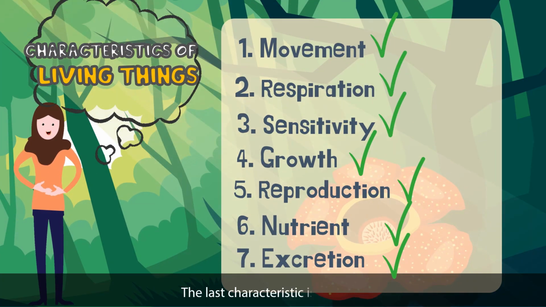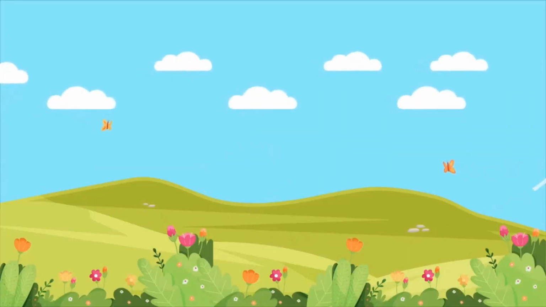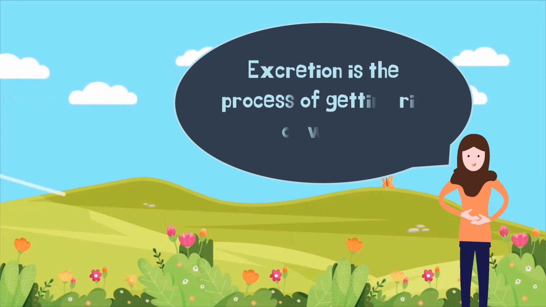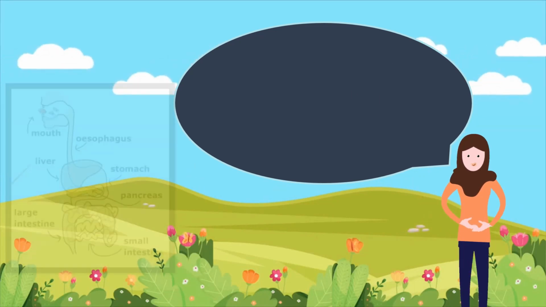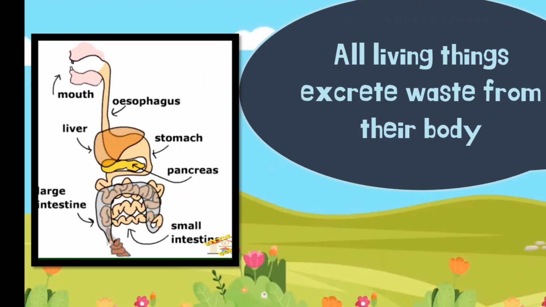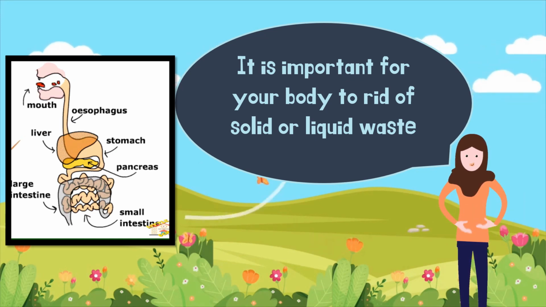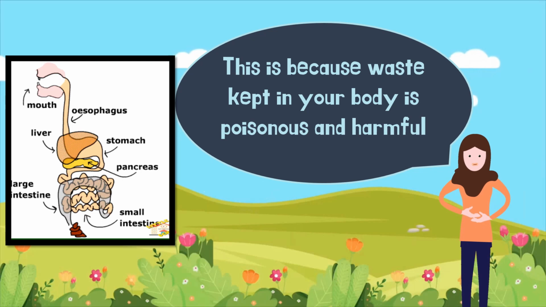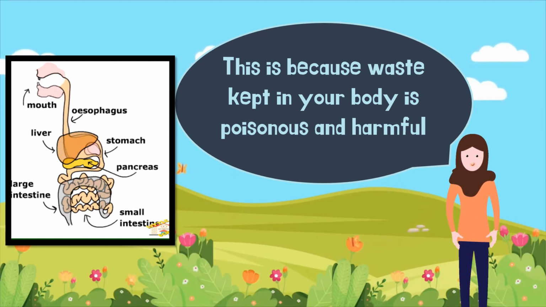The last characteristic is excretion. Excretion is the process of getting rid of waste. All living things excrete waste from their body. It is important for your body to rid of solid or liquid waste. This is because waste kept in your body is poisonous and harmful.